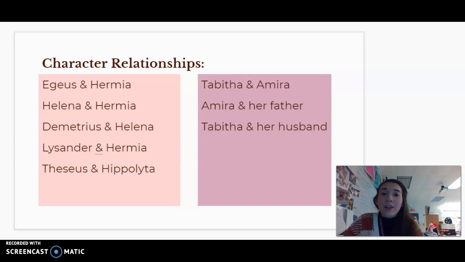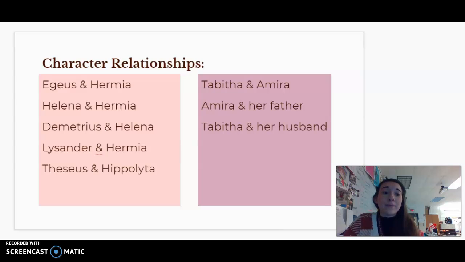If there are any that you want to talk about that I did not list, please feel free to send me an email and say, hey, I want to also talk about maybe Puck and Oberon. You want to talk about their friendship, that is perfectly fine. You can do that. Just send me an email and let me know that there is an addition you'd like to make.